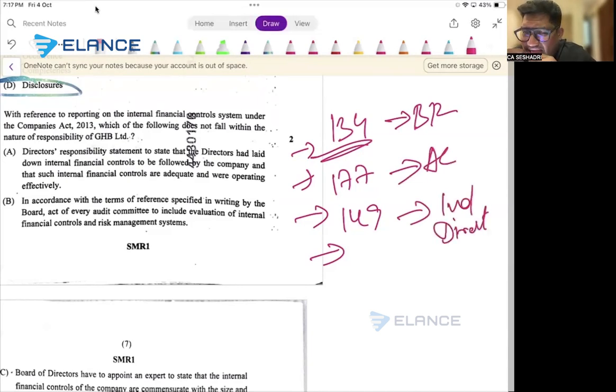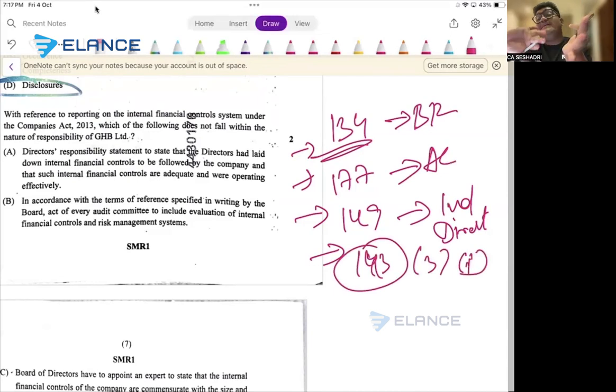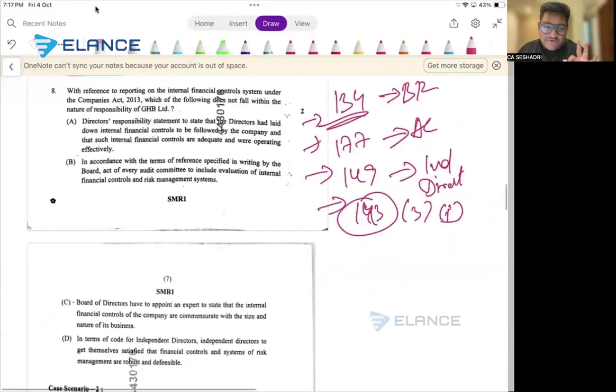Again, one more area is there, internal financial control. One more area, correct. 143 subsection 3 clause I, you have to report on internal financial control. So these are the 4 areas. Which of the following not fall within the responsibility? Director's responsibility statement.